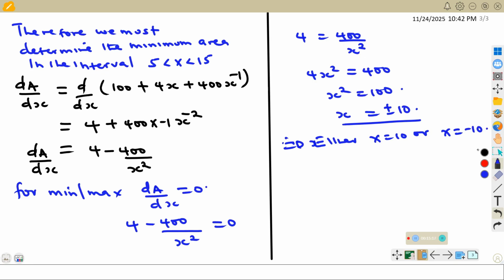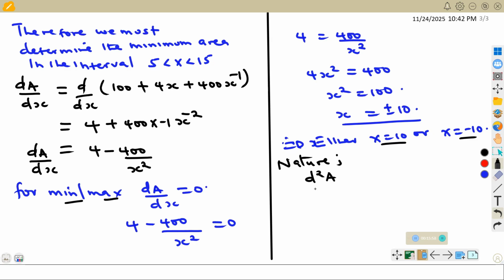So from these two values of x, we need to determine which one minimizes the area. And for that case, we shall look at the nature by using what we call the second derivative test. So we want to look at the nature of these values of x, whether they are minimizing or maximizing the area. Since we said for minimum or maximum, that first derivative should be equal to 0, meaning any of these can be giving us minimum or maximum. So let us look at the nature of these points by getting the second derivative.